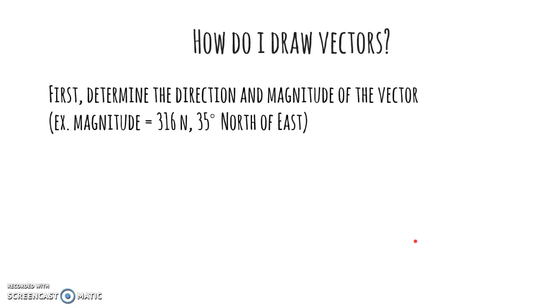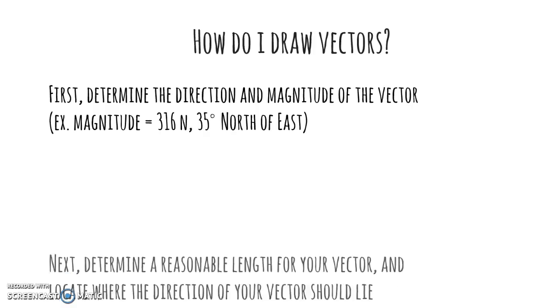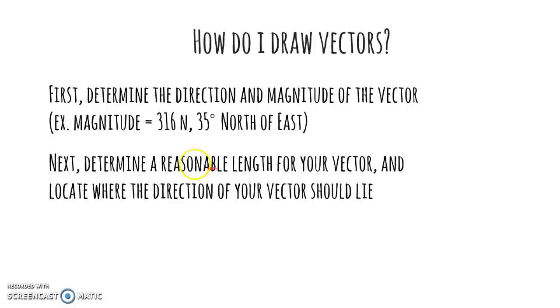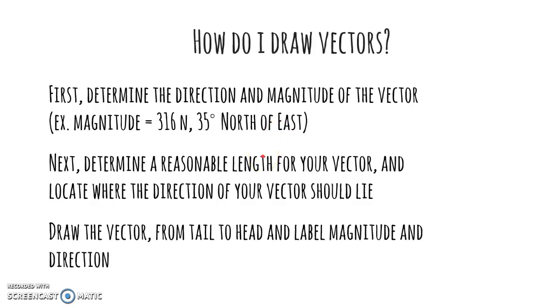So now how do you go about drawing vectors? So the first thing you want to do is to read the problem or determine the scenario, which will allow you to determine the direction and the magnitude of the vector. For convenience, we'll be using a vector with a magnitude of 316 newtons and a direction of 35 degrees north of east. So the first step is to determine a reasonable length for your vector.